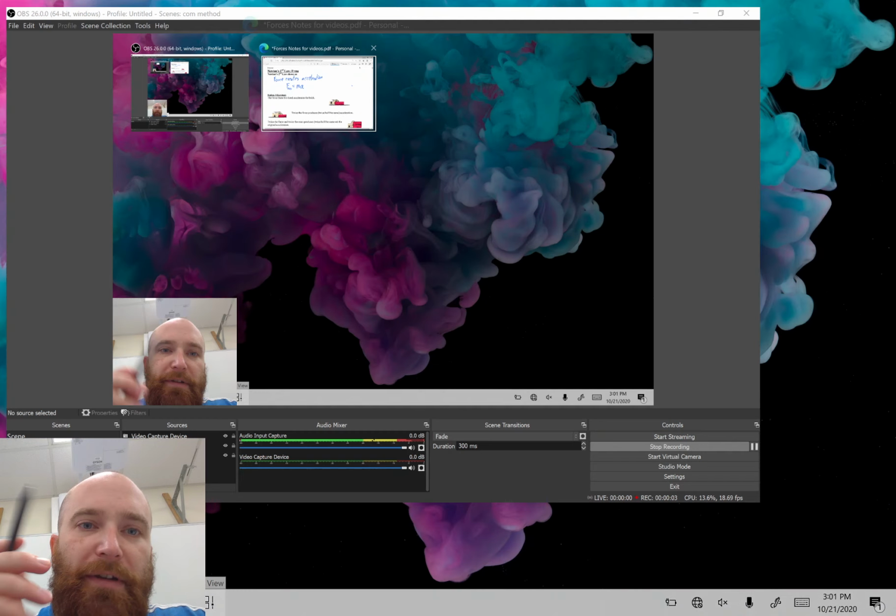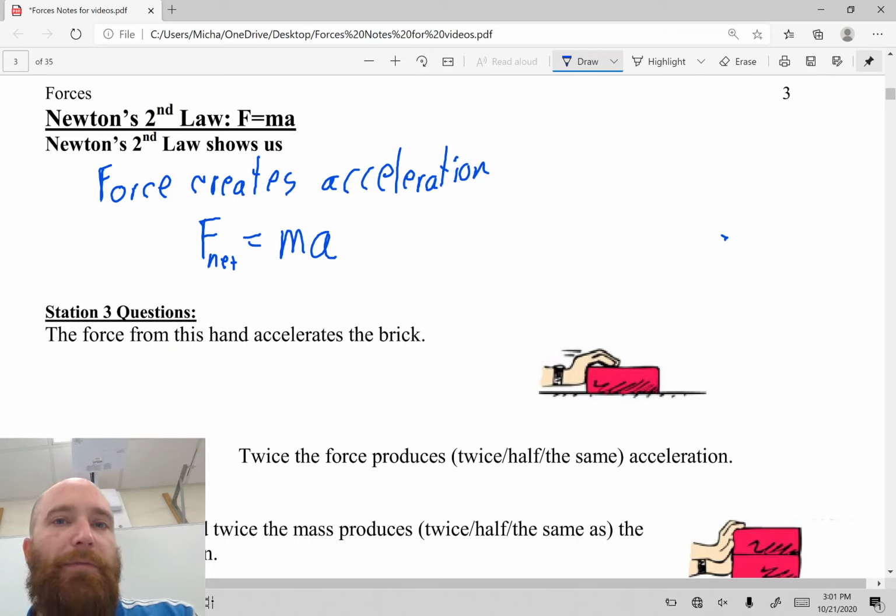Hey everyone, today for our video lesson, we're going to move through the rest of Newton's laws and talk about equilibrium, which is a neat consequence of Newton's second law of motion. So let's go. We're going to start with Newton's second law of motion.